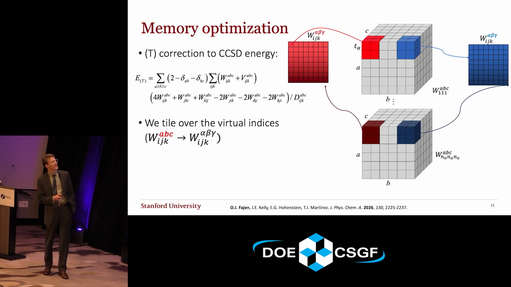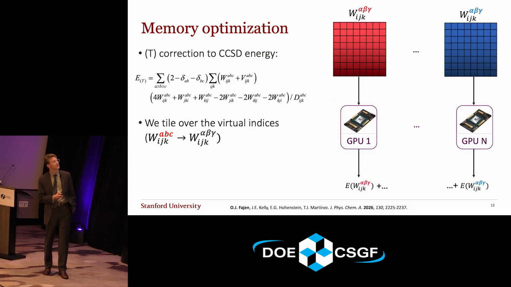So what we do is we take slices of each of these cubes corresponding to our tiles over A, B, and C, line them up in these subtensors, and ship each of these subtensors off to its own GPU. On that GPU, we evaluate the contribution to the triples energy for that subtensor and then accumulate them at the end. So it's a very simple parallelization strategy.